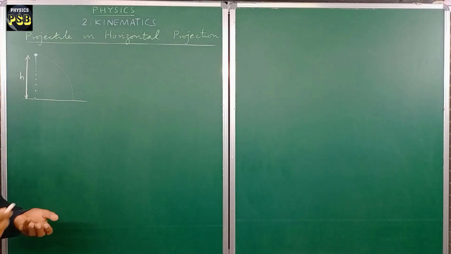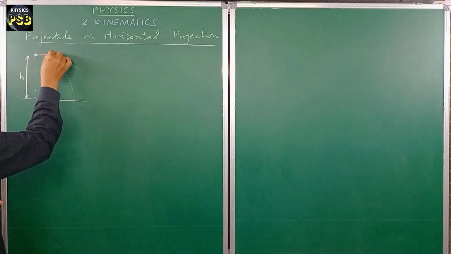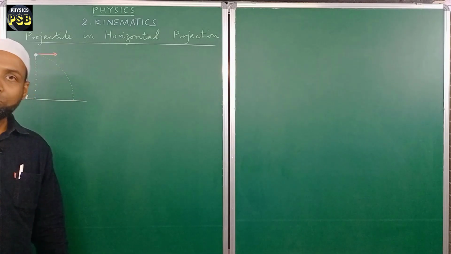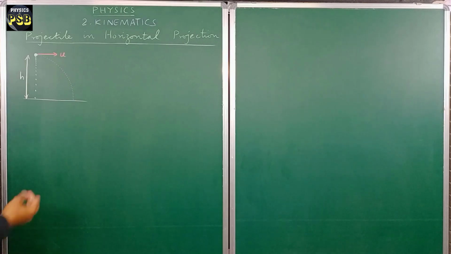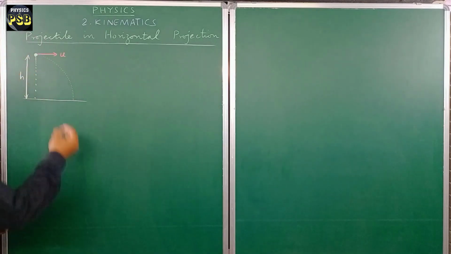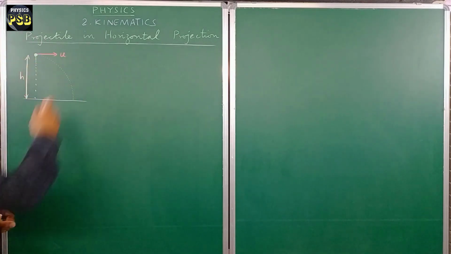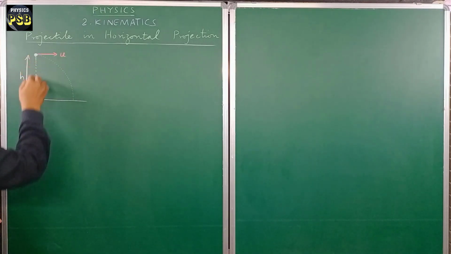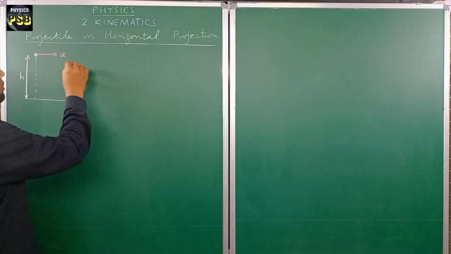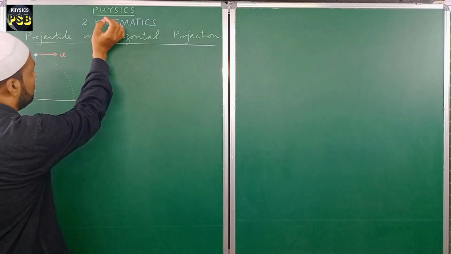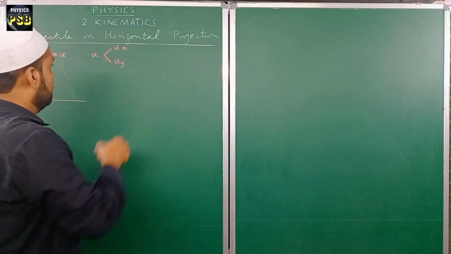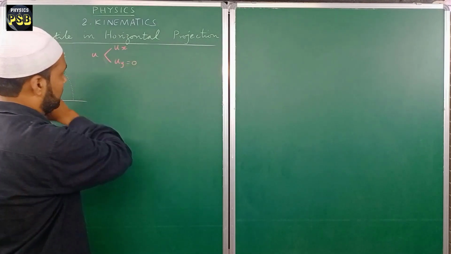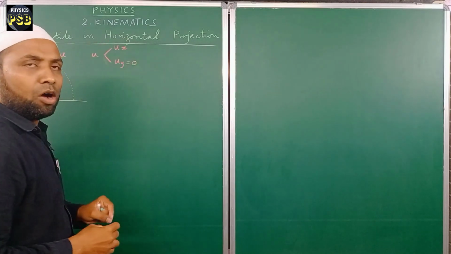Clear? And as I have told you earlier, here the object is provided with some initial velocity. Let us take it as u. This initial velocity has only a component along the horizontal direction. It has no component along the vertical direction. So its initial velocity has horizontal and vertical components, where uy is taken as 0 initially. So it has only a horizontal component.